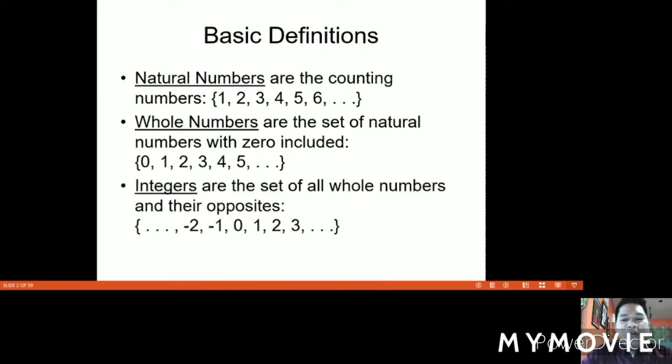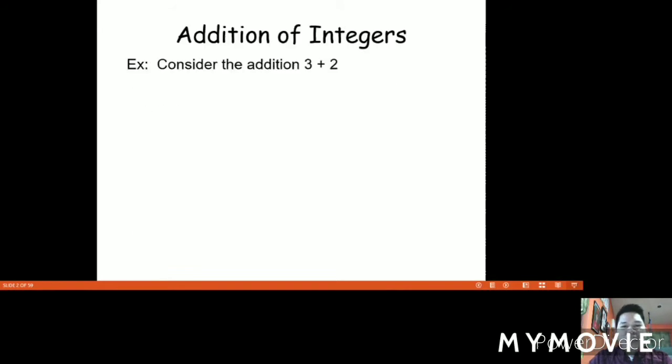Integers are the set of all whole numbers and their opposites. So we have here our whole numbers 0, 1, 2, 3, 4, 5. The opposite of 0 is 0. The opposite of 1 is negative 1. The opposite of 2 is negative 2. So these are the very important definitions. Let's now have addition of integers.